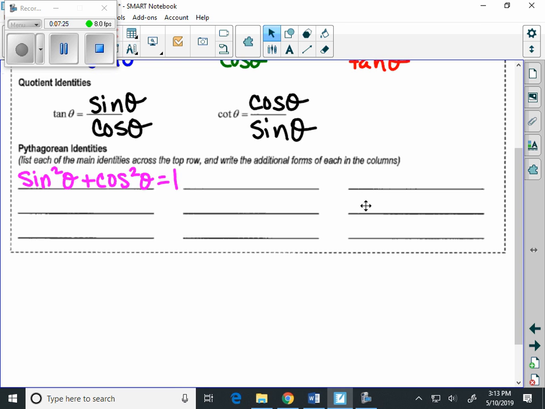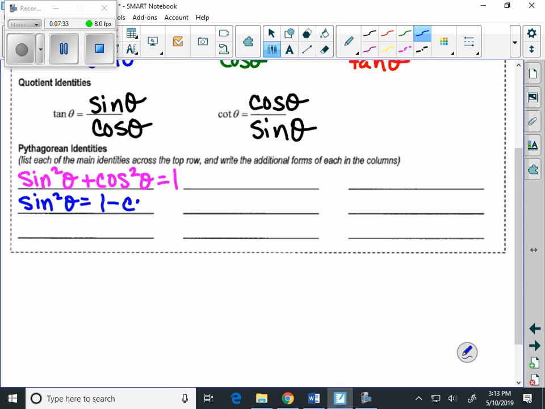But we can rewrite this now. We can say that sine squared theta equals 1 minus cosine squared theta, or cosine squared theta equals 1 minus sine squared theta.